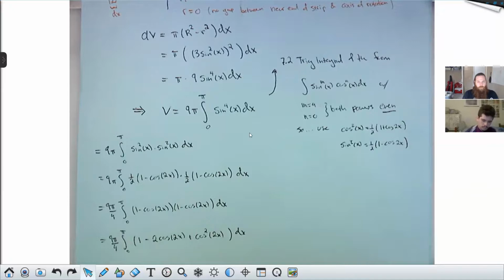Our objective with these sorts of integrals, the sine cosine integrals where both of the powers are even, is to get rid of all the powers by repeatedly applying these identities.